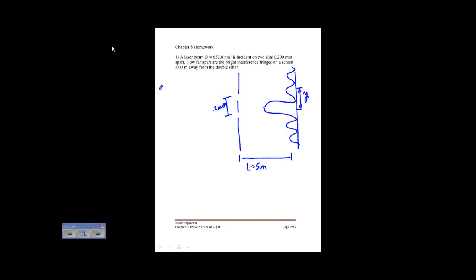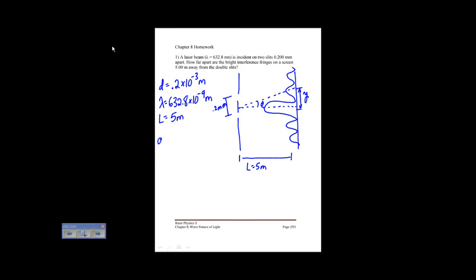So let's just write down what I know. I'm going to write them in SI units. d is equal to 0.2 times 10 to the minus 3 meters. Lambda is 632.8 times 10 to the minus 9 meters, and L is 5 meters. I want to know what is the angle from the 0th order to the first order. So I want to know what is this angle, theta.